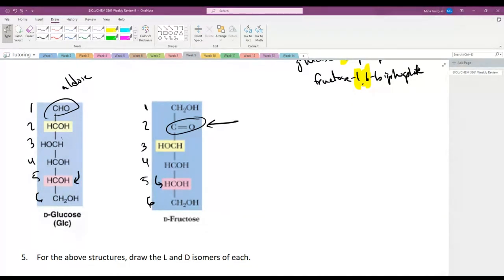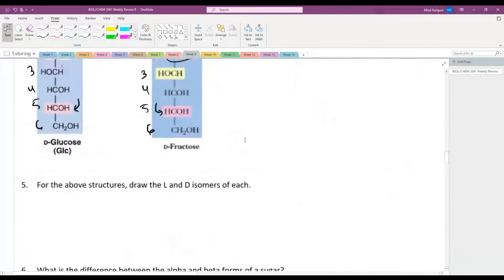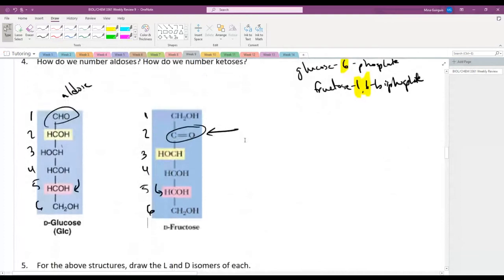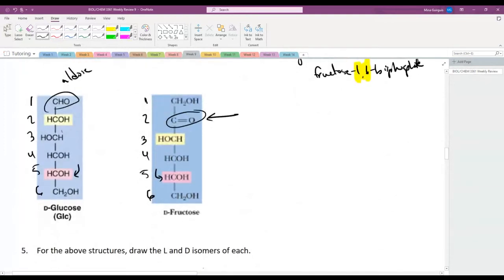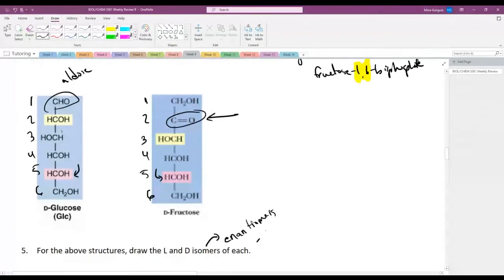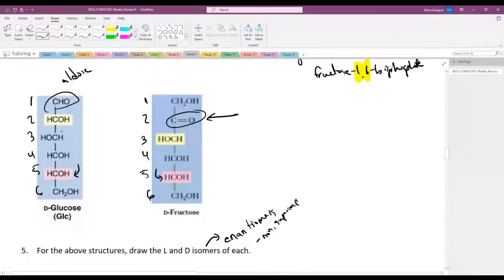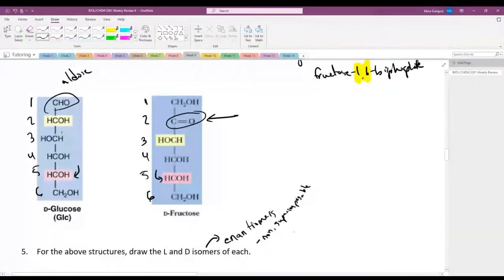So I mentioned to y'all that for L and D isomers we look at the last chiral carbon, okay? And that's true. But what I didn't mention is the full story. The reason there's more to it is because these are not just L and D isomers, these are enantiomers. In order to be an enantiomer, and I know this is like O-Chem 1 from over a year and a half ago, it's very hard to remember, it needs to be a non-superimposable mirror image.